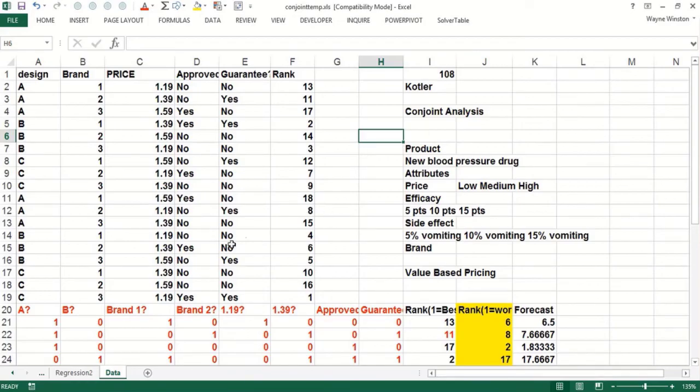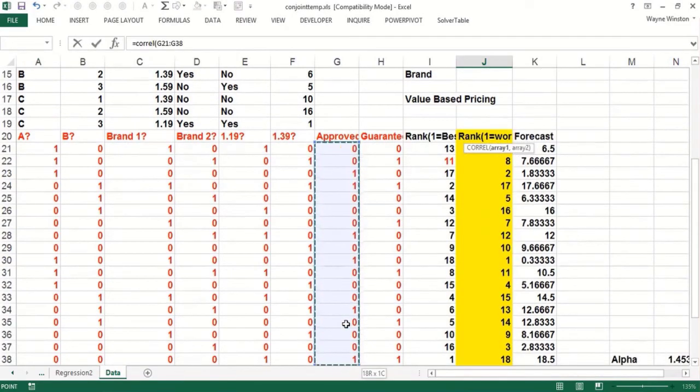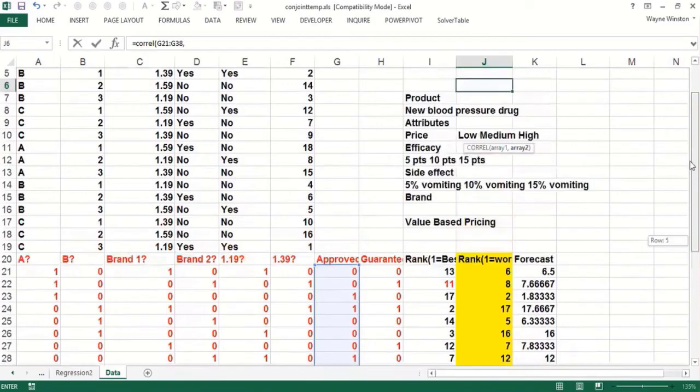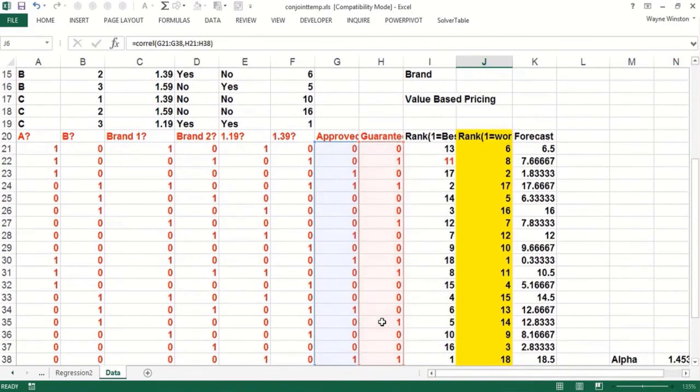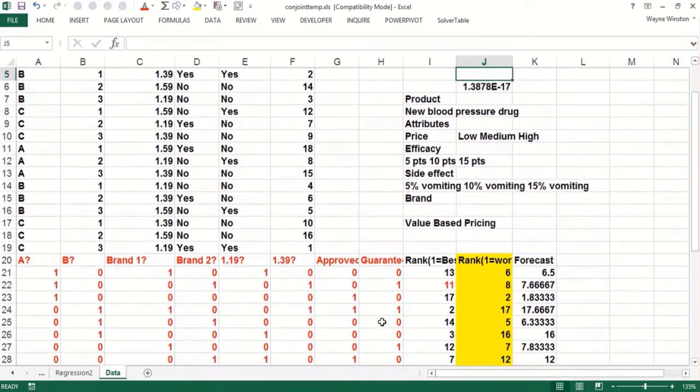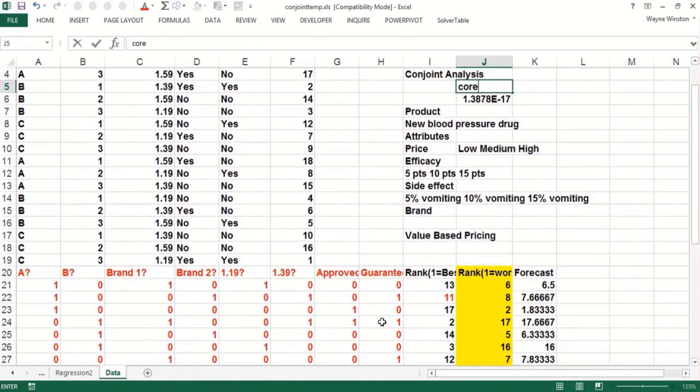But I want to show something about these product profiles. They're what's called an orthogonal design. If you look at the approval and the guarantee, they have a zero correlation. So if you remember the Correl function, we can correlate the approval column with the guarantee column, and we see there's an e to the minus 17th, which is 0.16 zeros, so essentially zero. That's what's called an orthogonal design.